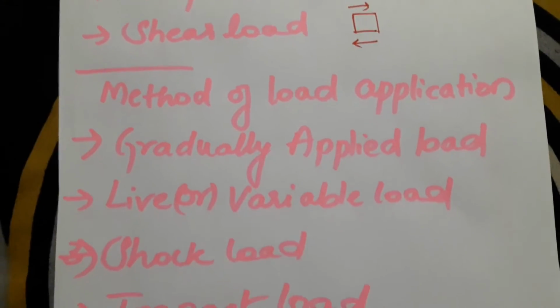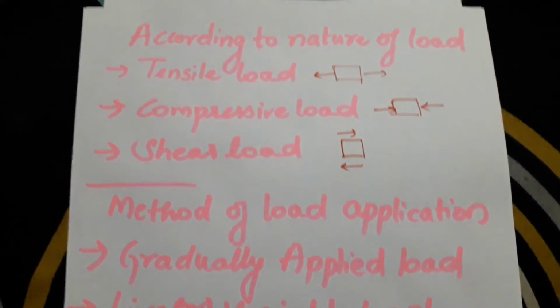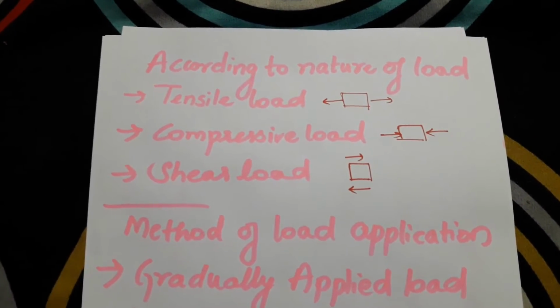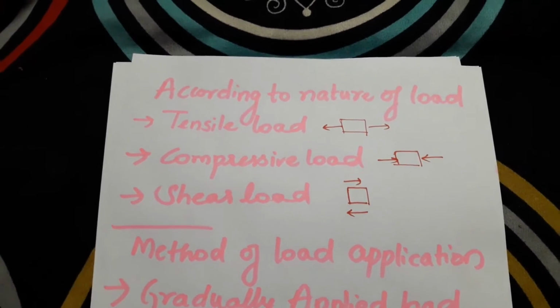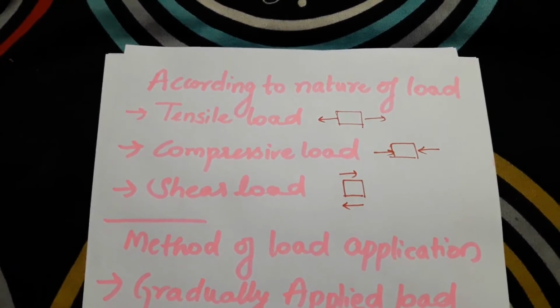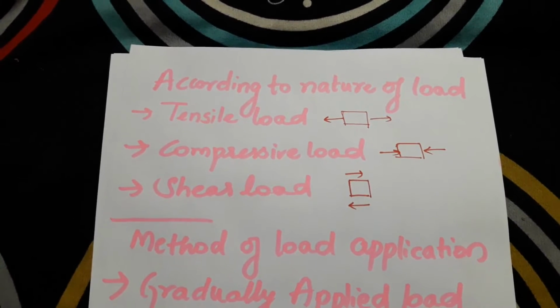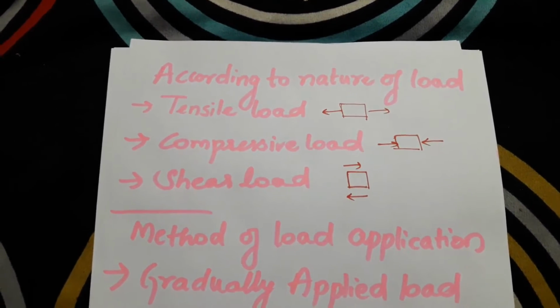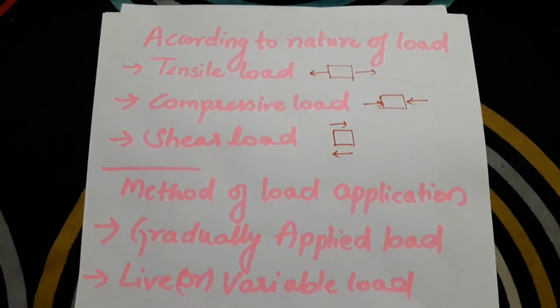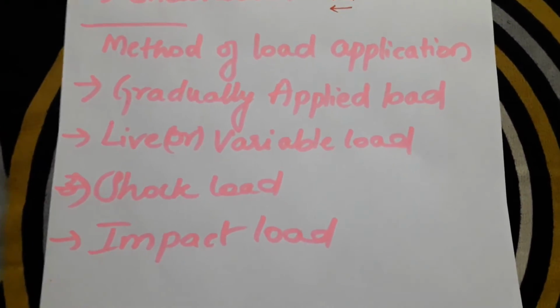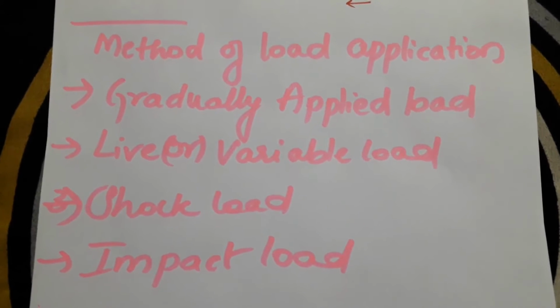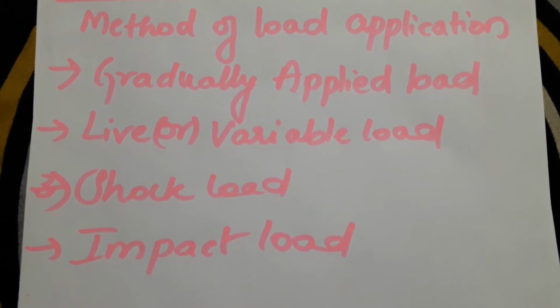Apart from this, we have different loading conditions, like bending load, torsional load, and twisting load. These are some special loading conditions. The next classification is according to the method of load application. The first one is gradually applied load. In gradually applied load, we can take steady load or dead load.